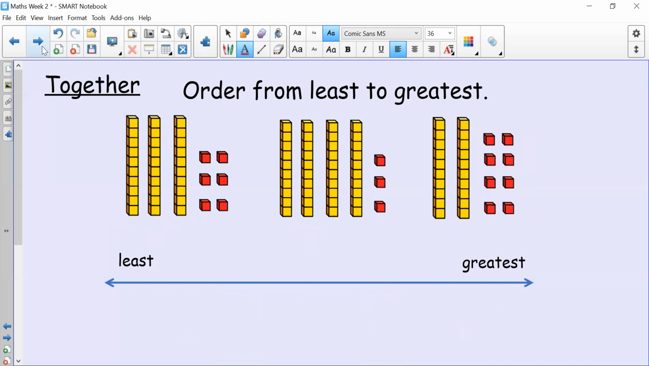Okay, time for us to do one together now. So your first job is to look at each of the 3 representations and work out what number they show. So pause the screen here just to count each representation and work out the number.